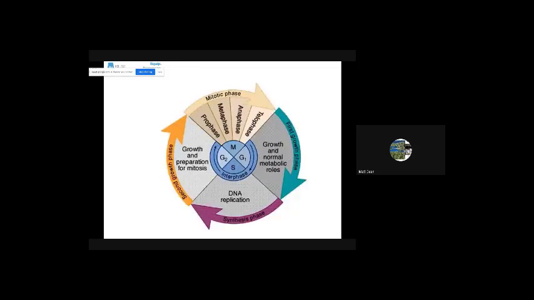So here's our cell cycle. Just a reminder, we have interphase, which is made up of G1, where the cell grows and does its normal metabolic jobs, its roles. The S phase, where the cell continues to do normal metabolic roles, but also copies its DNA. Then we get into G2, where the cell grows some more maybe. It starts making copies of organelles. It starts preparing for mitosis.